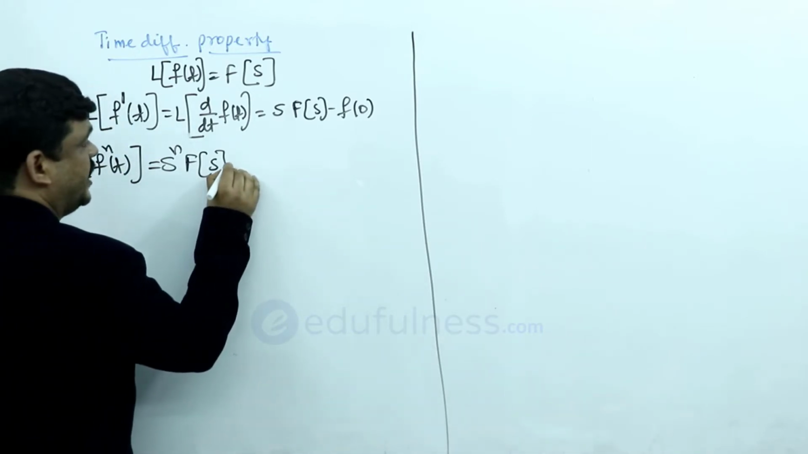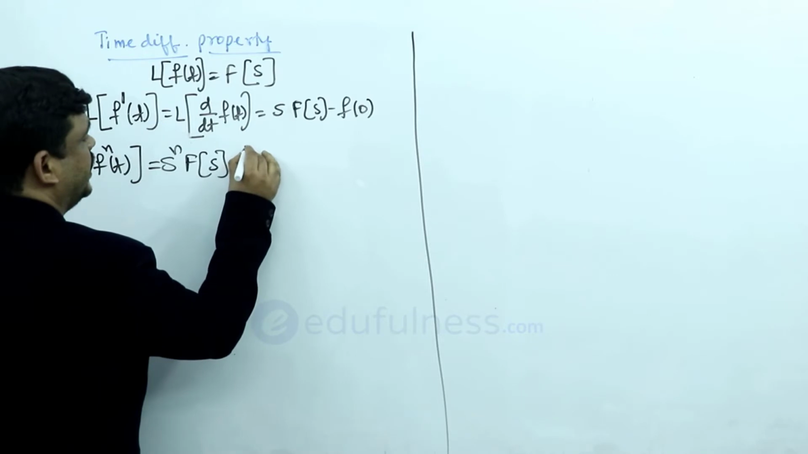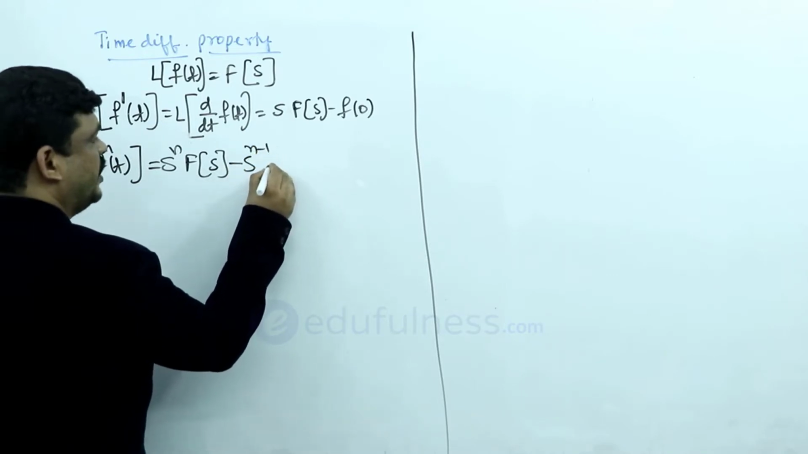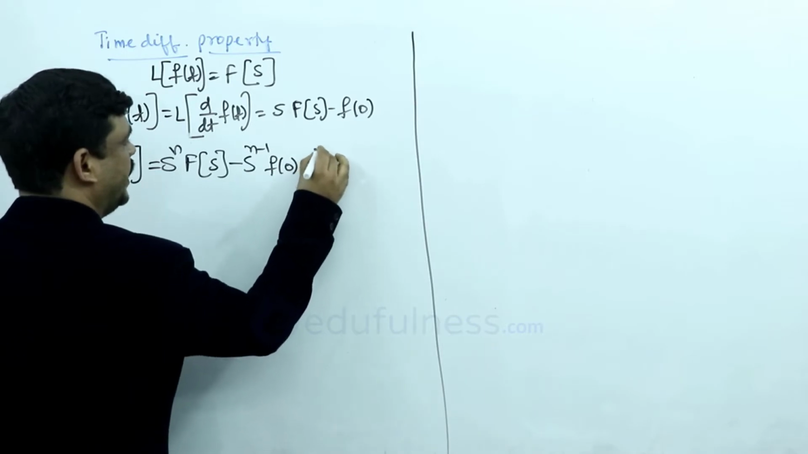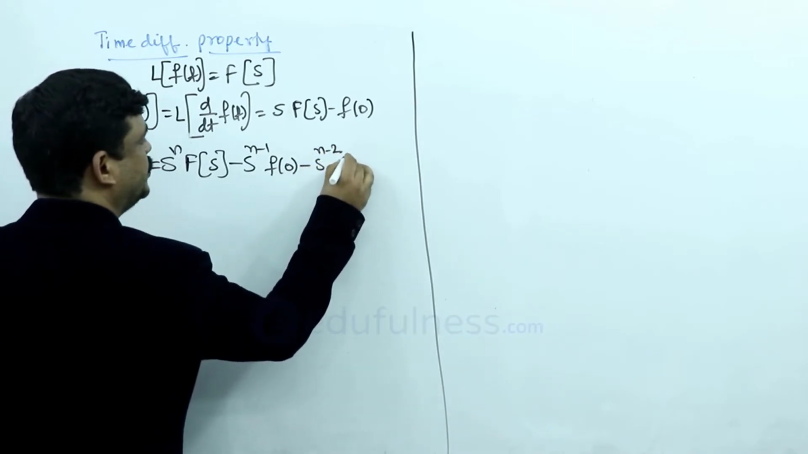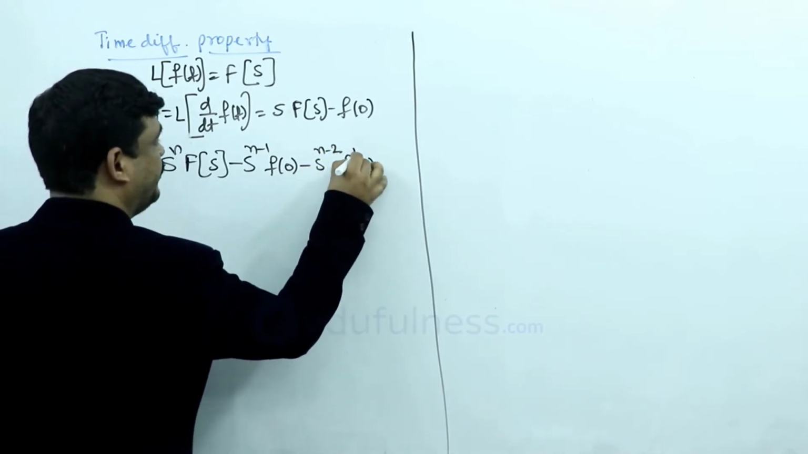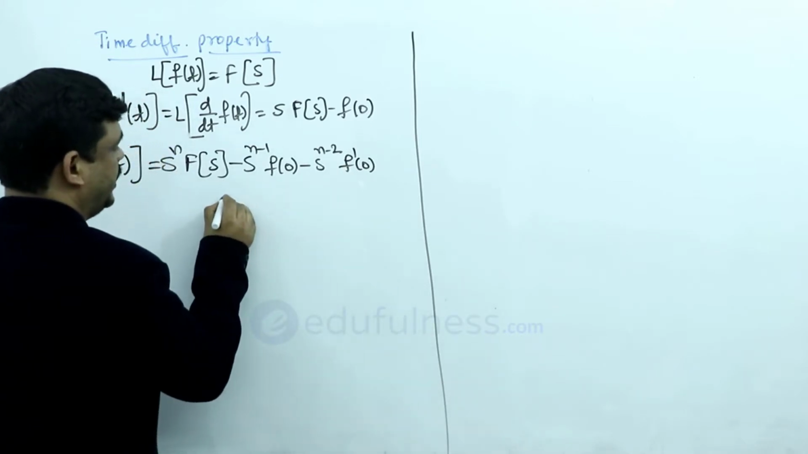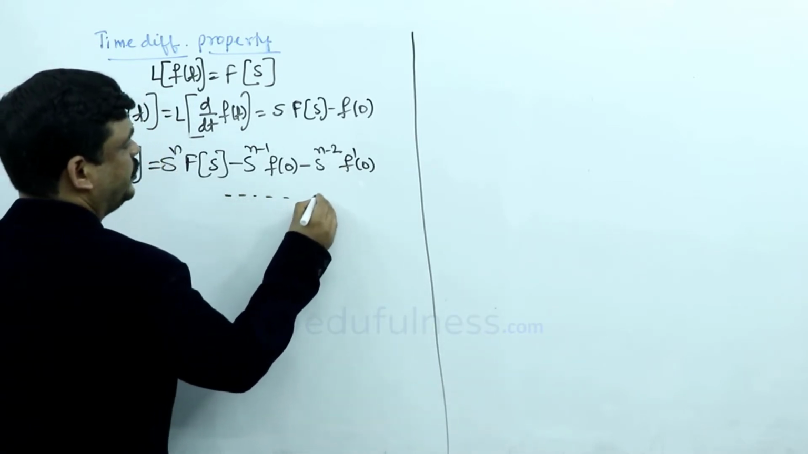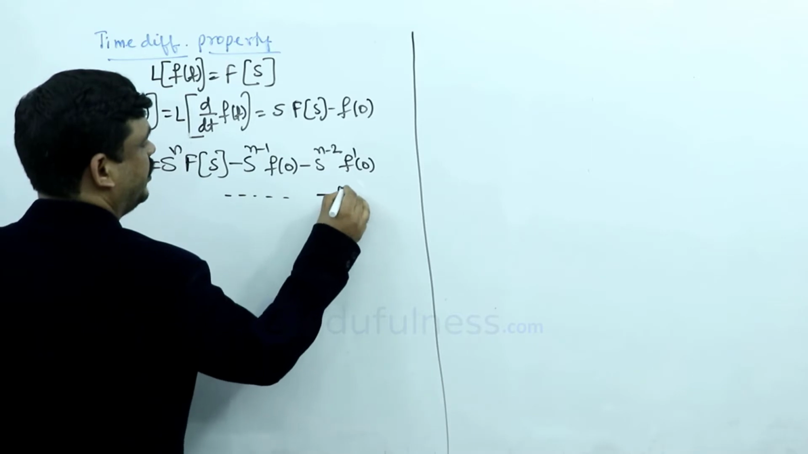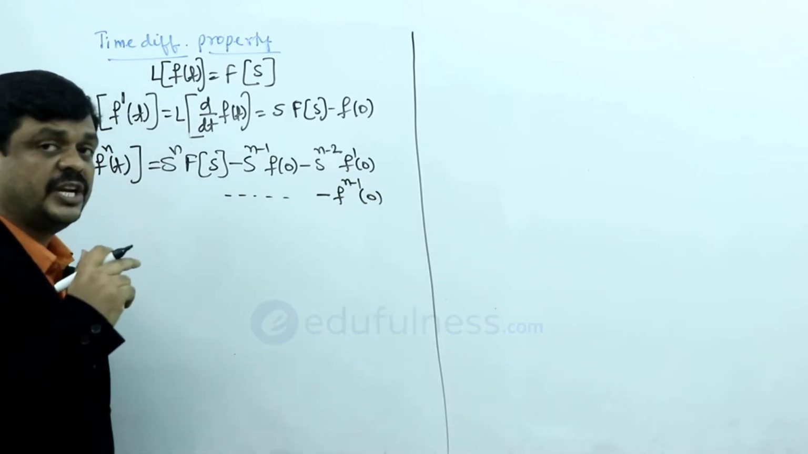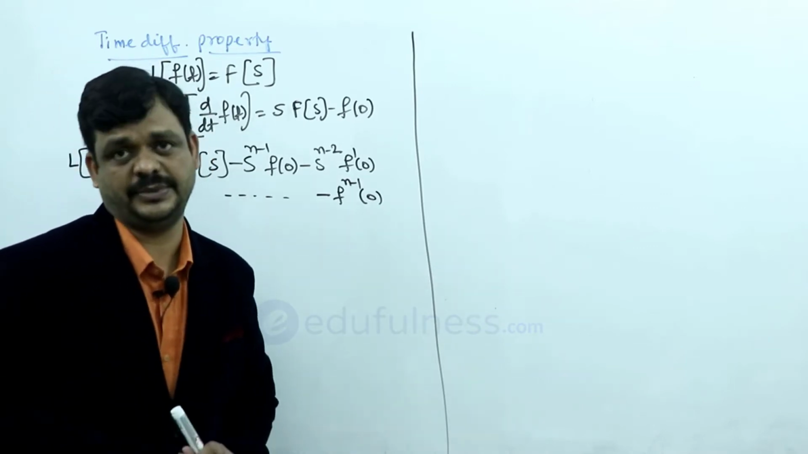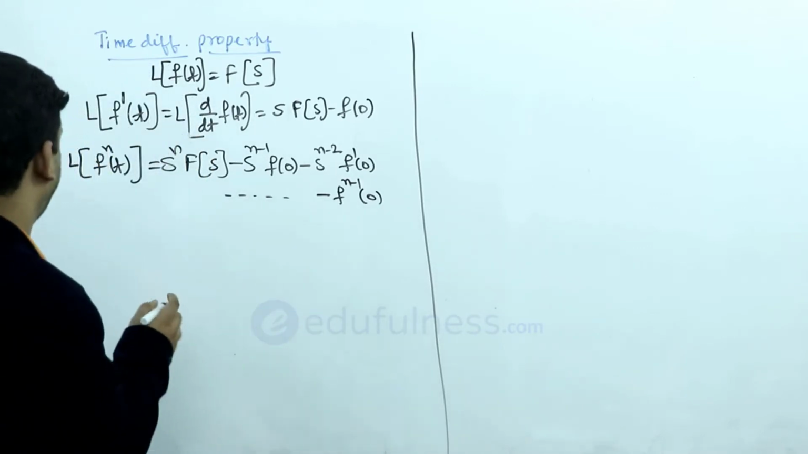Those initial conditions are like this: minus s to the power of n minus 1 into f dash of 0, minus s to the power of n minus 2 into f of 0 dash, and so on, up to f of n minus 1. So this initial condition is differentiated n minus 1 times here, right? One simple representation I am writing like this.